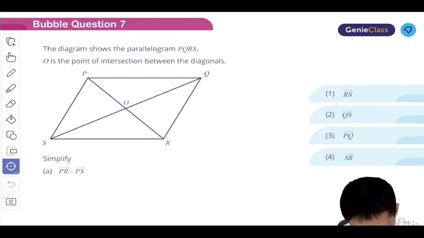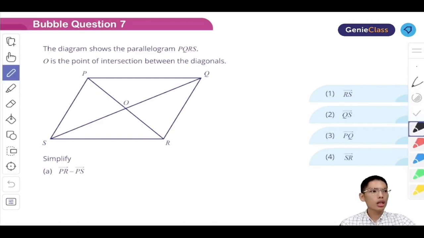I have PR minus PS. So when you see a minus sign, what's the first thing you must do first? Alright, very good. Awesome job, keep it up. First step, what must I do? What is minus PS? Last 20 seconds. Take note, what is minus PS first? Get this down and you will solve this quickly.